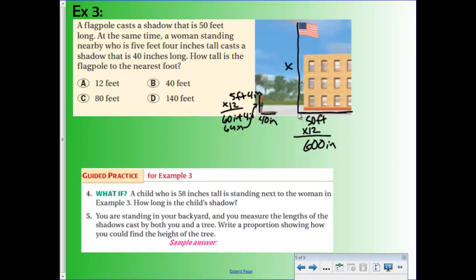How am I going to solve for the height of the flagpole? What am I going to compare? What corresponds? So how am I going to set up my proportion? What's the height of the flagpole compared to? The height of my flagpole compares to the height of my lady, which was 64 inches. Do you see what I did? X over 64, my lady. And then I have the shadow over the shadow. 600 over 40. Draw in your arrows and be consistent.